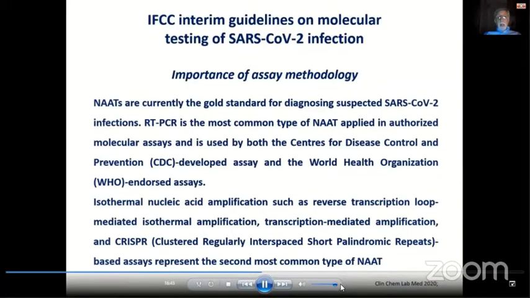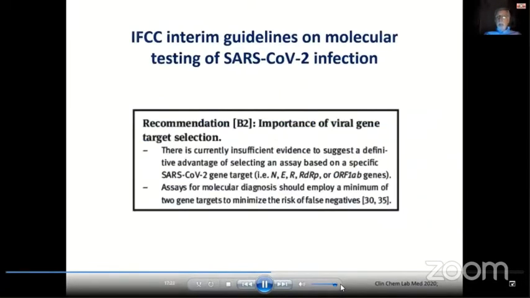There are other approaches, for sure, that are less popular, like isothermal nucleic acid amplification, such as reverse transcription loop-mediated isothermal amplification, the LAMP, transcription-mediated amplification, and also the CRISPR, that is clustered regularly interspaced short palindromic repeats, and that are the other popular ones. We'll see in the future slides that there are a lot of different tests that we may utilize for this type of approach. Another recommendation is the importance of the viral target selection.